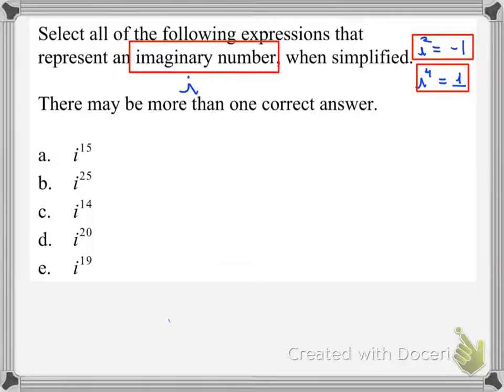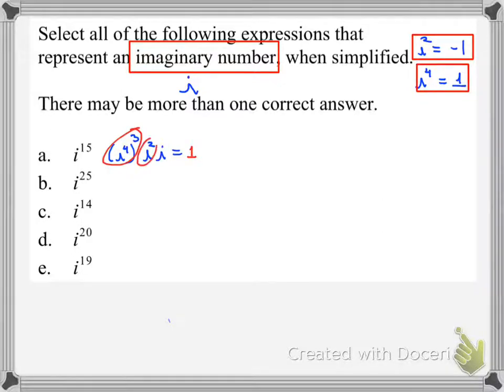Letter A: i to the 15th. So I need to think, how many i to the fourth do we have in 15? We have 3, because 4 times 3 gives us 12. How many more do I have? I have 3 more. So I must separate them as i squared multiplied by i. We know that every i to the fourth is going to be equal to 1. So that will give me a 1.